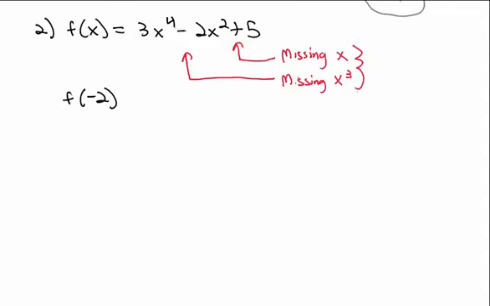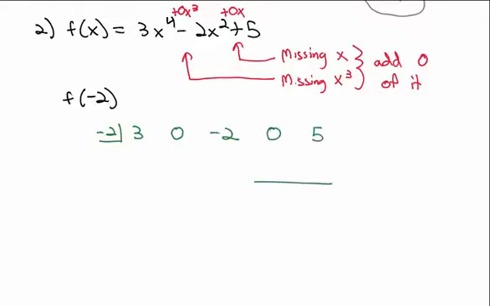Anytime something is missing, we need to add 0 of it. So we're going to add 0x cubed, and we're going to add 0x to this problem as we set up the synthetic substitution. If you don't add the zeros, it will not work. So we've got the negative 2 outside, a 3, 0x cubed, negative 2x squared, 0x, and 5.